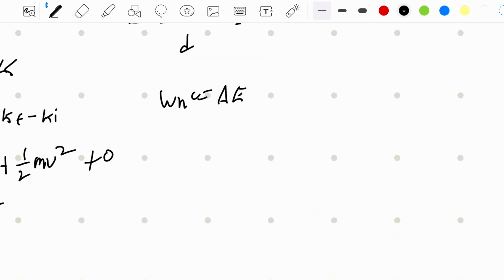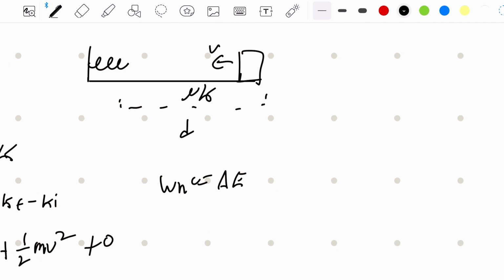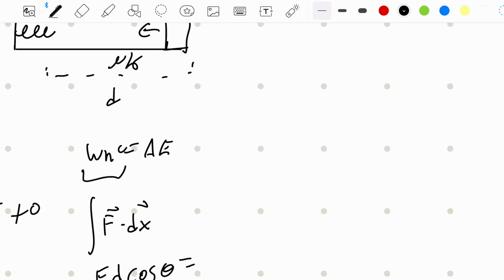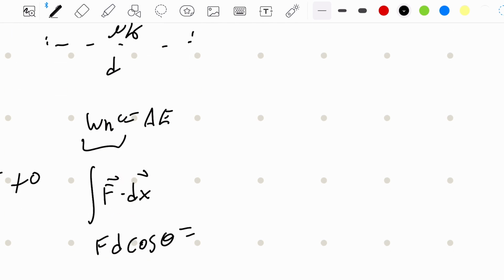Is there any non-conservative work? We want to ask ourselves, is there friction? There is friction. So we have to expand this non-conservative work term into the integral of f dot dx. Or, if you're in 2053, this would just be force times distance times cosine theta is equal to the change in mechanical energy. Is there any potential energy initially?